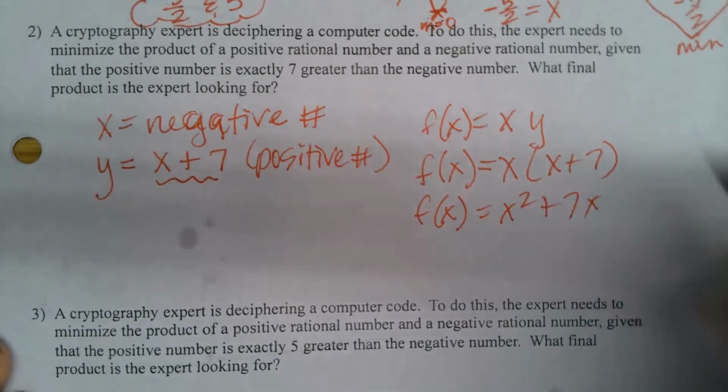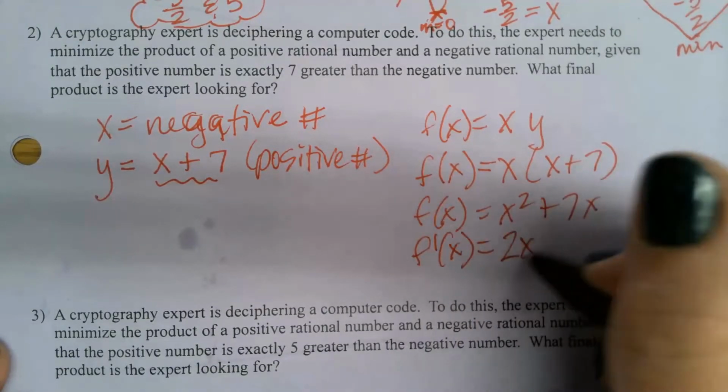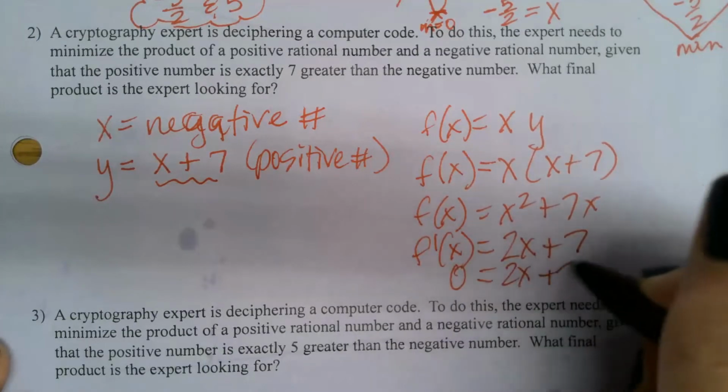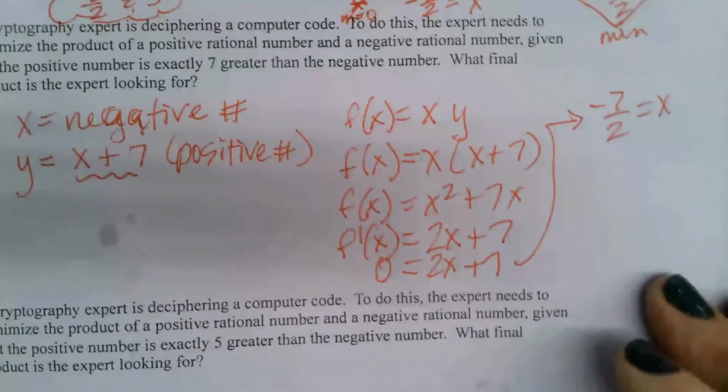Once I'm there, it's my derivative, f prime of x equals 2x plus 7, and I set it equal to 0 and solve. So I'll get negative 7 halves for x, minus 7 divided by 2.